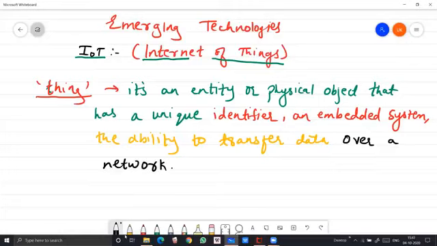Okay, students, so this is the thing in Internet of Things. What is a thing? It's an entity or physical object that has a unique identifier. It's an embedded system and it has the ability to transfer data over a network. So this is called a thing. Now, in simple terms, what can we say the Internet of Things is?